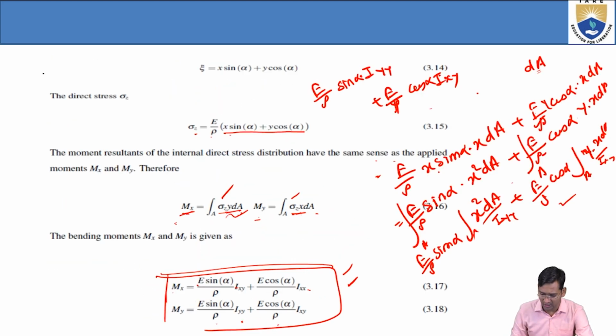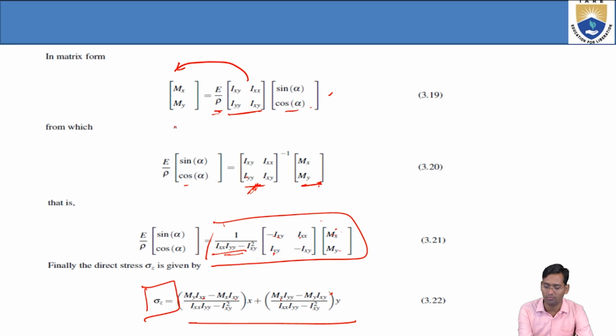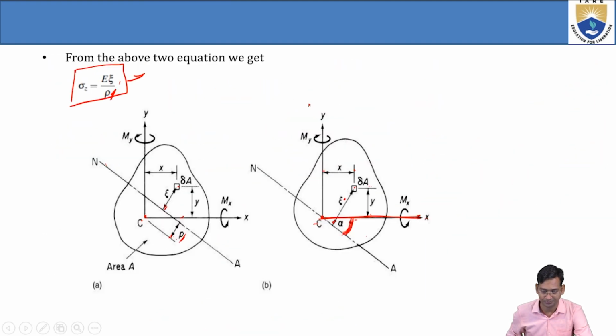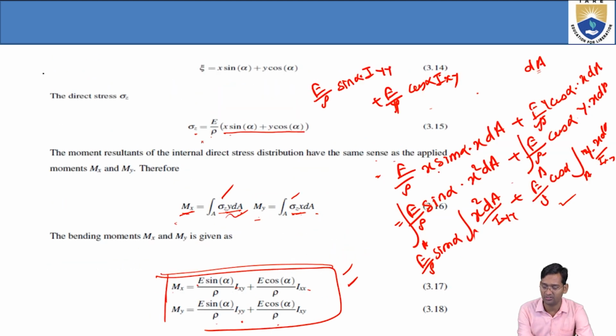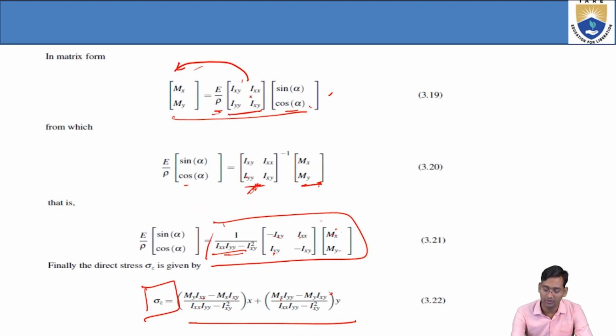The same equation we can write in matrix determinant form like this. Take E by rho sin alpha and E by rho cos alpha to this side, because they are only here. So we take this to the other side, and this becomes Mx, My and the inverse of this matrix, times E by rho sin alpha, E by rho cos alpha. What is the inverse? The adjoint of the matrix divided by the determinant of the matrix.